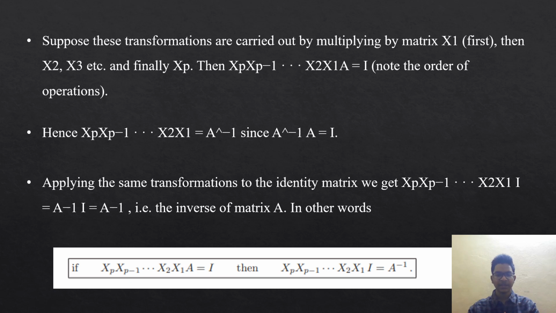In other words, if Xp Xp-1 and so on up to X2 X1 A is equal to I, then Xp Xp-1 and so on up to X2 X1 I is equal to A inverse. And here the equation is given below. We perform a sequence of row transformations to transform matrix A to the identity matrix and simultaneously perform the same sequence of operations on the identity matrix.